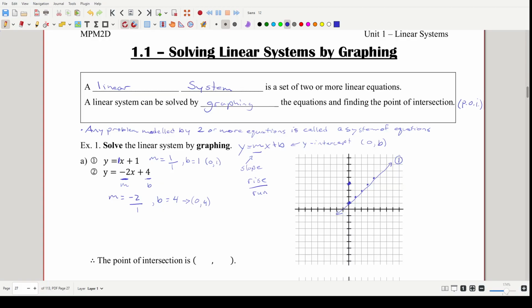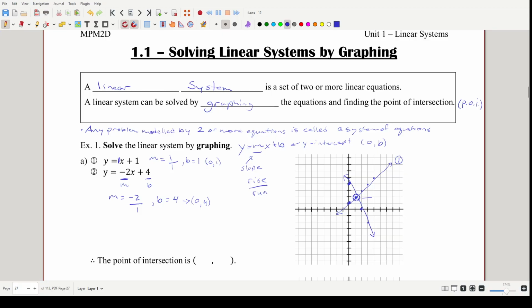Now its slope is a rise of -2, which means it's going to go down 2 and over 1. So down 2, over 1. Down 2, over 1. Now I can draw this line. Worst line ever here, but you get the gist. And we can see quite clearly that this is our point of intersection.